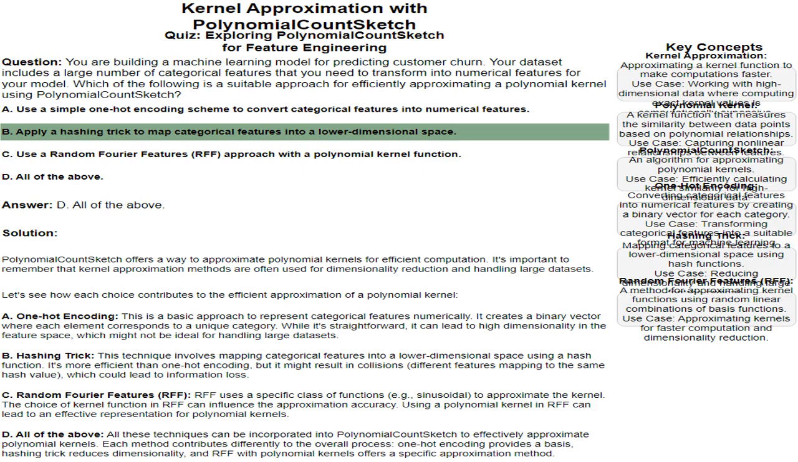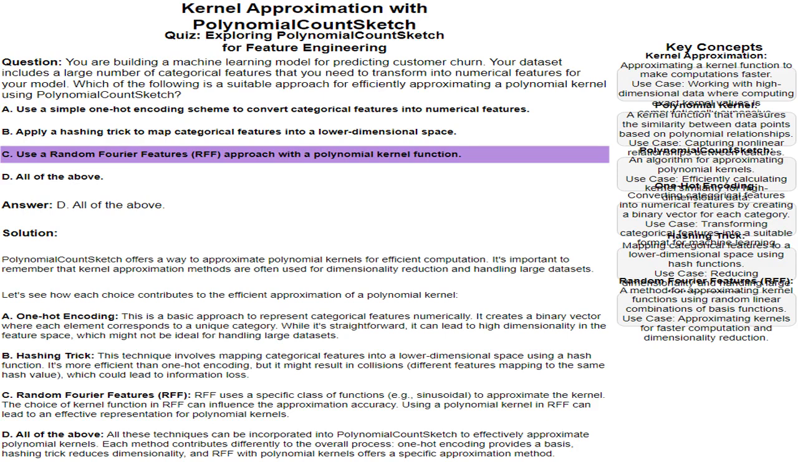Random Fourier features RFF uses a specific class of functions, e.g., sinusoidal, to approximate the kernel. The choice of kernel function in RFF can influence the approximation accuracy. Using a polynomial kernel in RFF can lead to an effective representation for polynomial kernels. Polynomial count sketch can be used to efficiently approximate polynomial kernels, even with high dimensional data. True. C. Use a random Fourier features RFF approach with a polynomial kernel function.